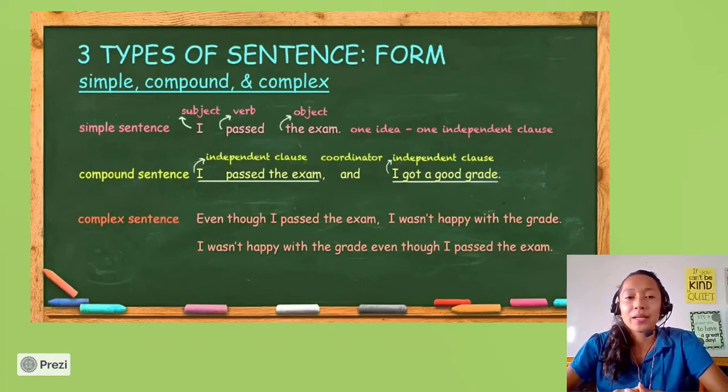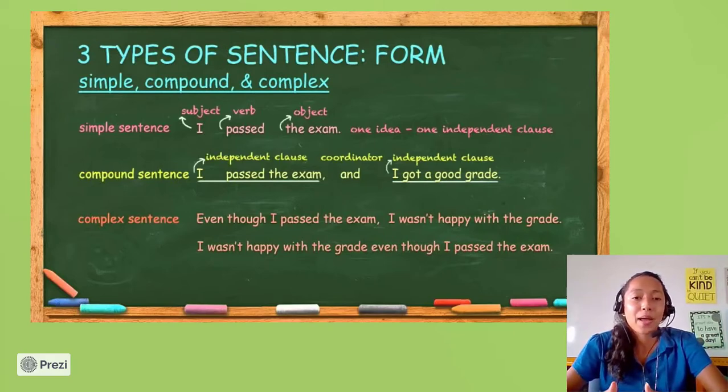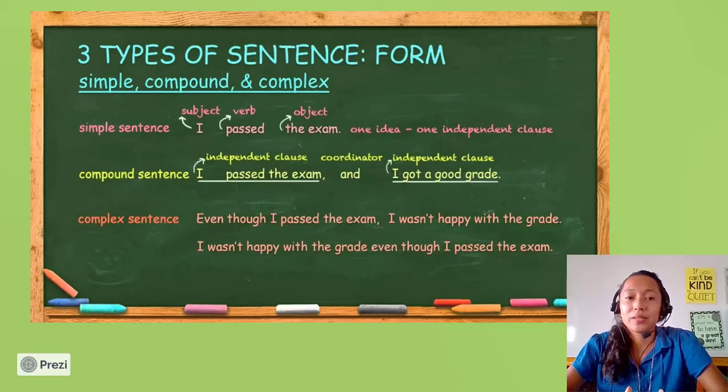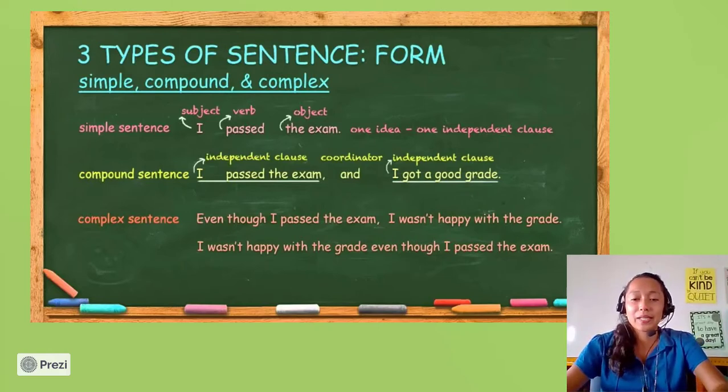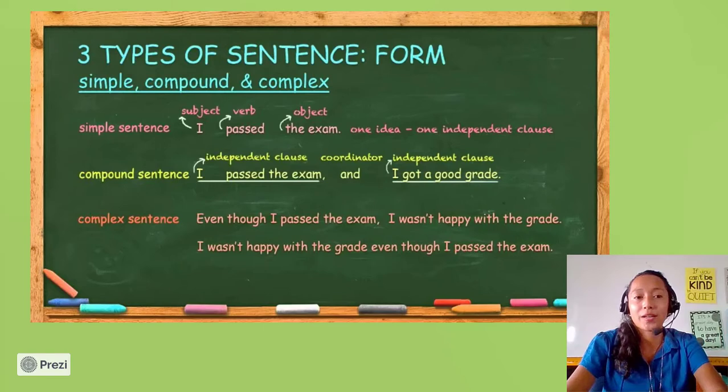What about when the dependent clause is at the back? Well, that's example number 2 here. It says, I wasn't happy with the grade, even though I passed the exam. See, there's no comma there. And those are the three types of sentences that we've looked at so far.